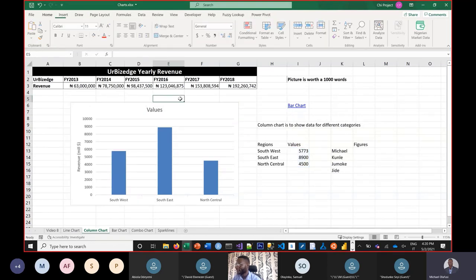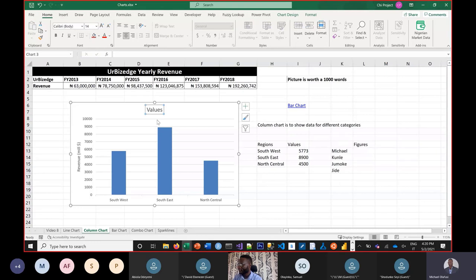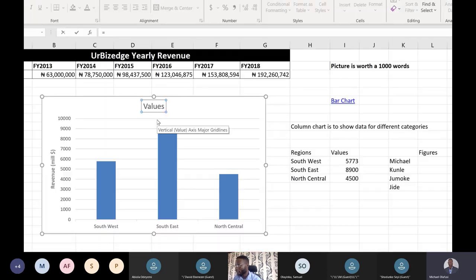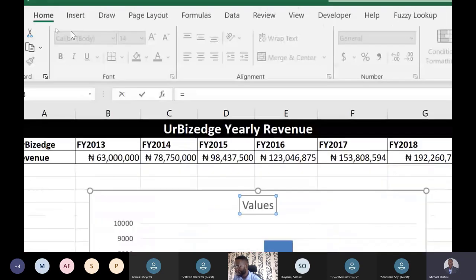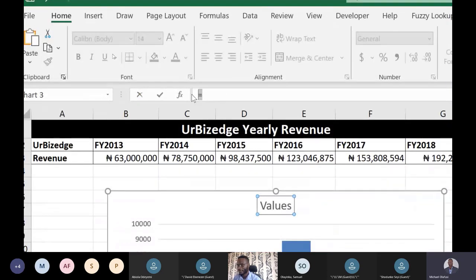Now the thing about the title is you can make it dynamic. What do I mean by dynamic? I can click on a title and type equal to on my keyboard. Now when I type equal to, that equal to is not showing where you think it will show. It is actually showing here. So it's not an aberration, it's even what you want.